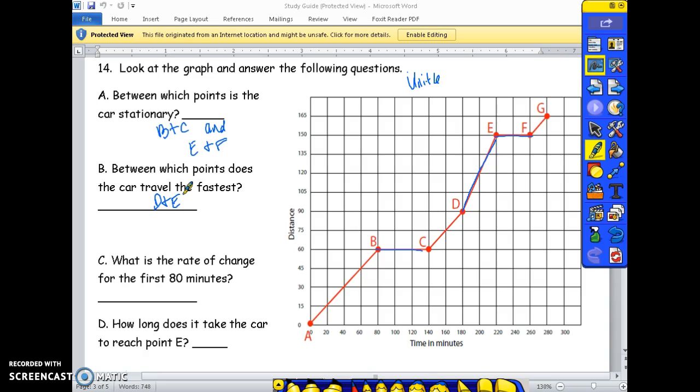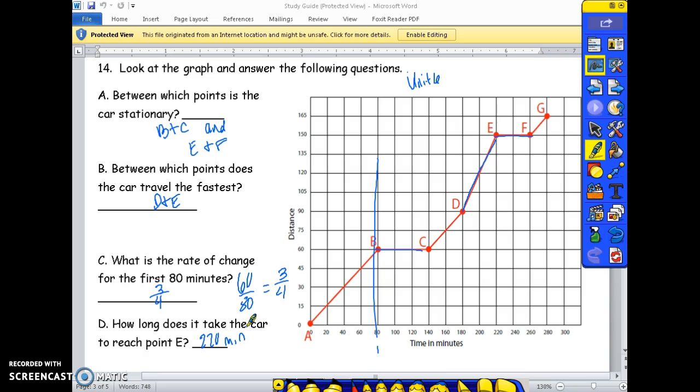C, what is the rate of change for the first 80 minutes? So I'm looking right here in this area. I'm going up 60 to the right 80, so that's 60 over 80, which simplifies to 3 over 4. She's going 3 miles in 4 minutes. How long does it take the car to reach point E? That would be 220 minutes.